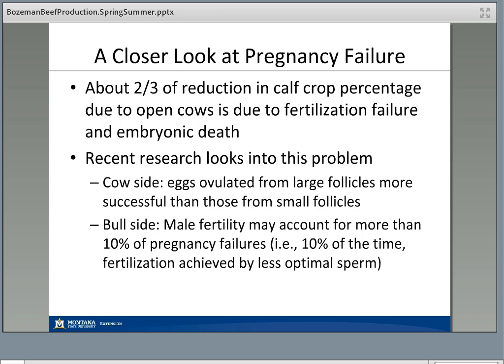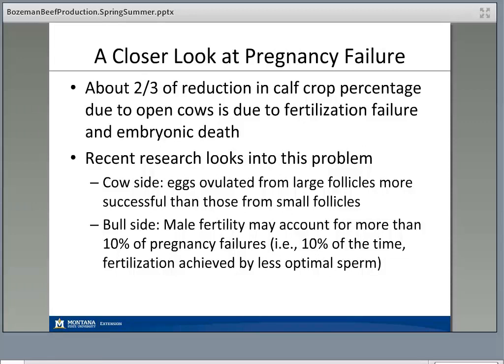So there's been some cool recent research that's looked into this problem. Some data from Fort Keogh would suggest, on the cow side, that eggs ovulated from a larger follicle on the ovary are more successful than an egg ovulated from a smaller follicle. Now, we focus so much on the cow side when we think about pregnancy failure and breed up, but certainly the bull plays a role here too.